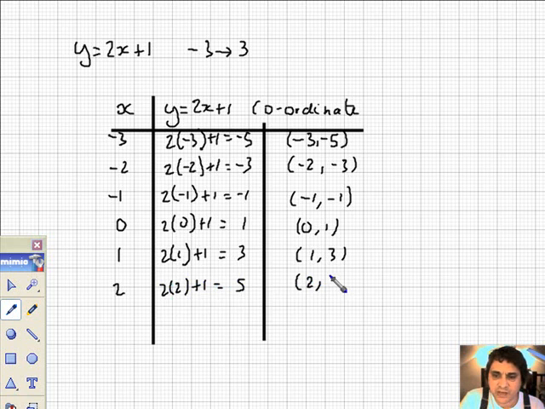And I'm sure you can see a trend if you look at it carefully. Again, we'll study that in a minute. And last of all, two lots of 3. The x value is 6 plus 1 makes 7. We have the point 3, 7.